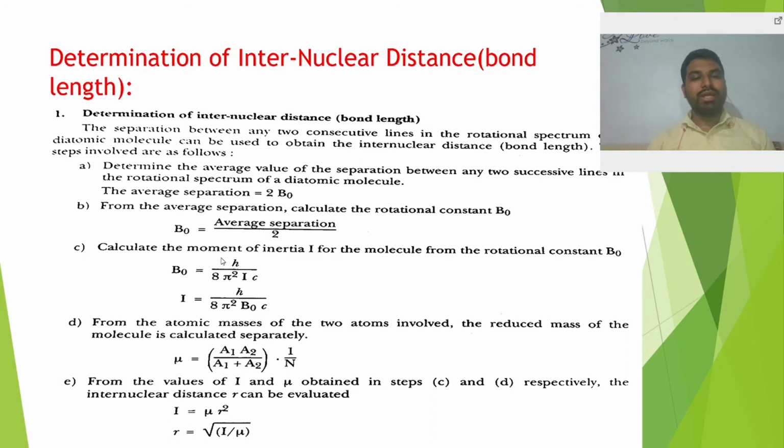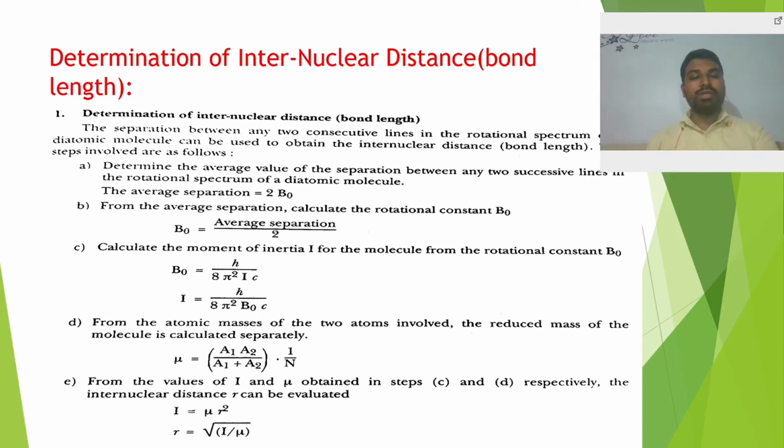Now calculate the moment of inertia I of the molecule from the rotational constant B0. If we get the value of B0, we can calculate: B0 is equal to h upon 8 pi square I c. Hence the moment of inertia we can calculate as h upon 8 pi square B0 c.